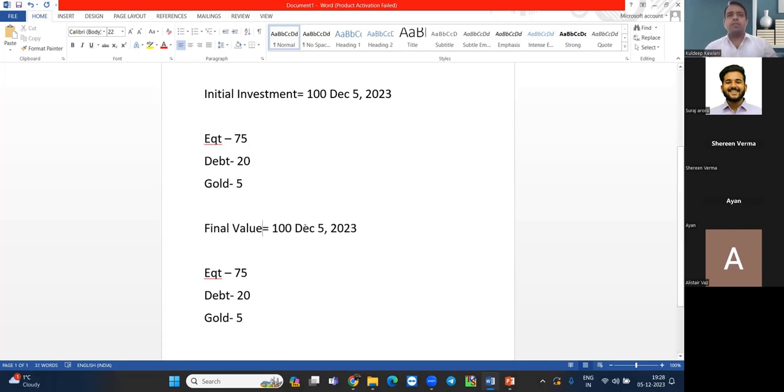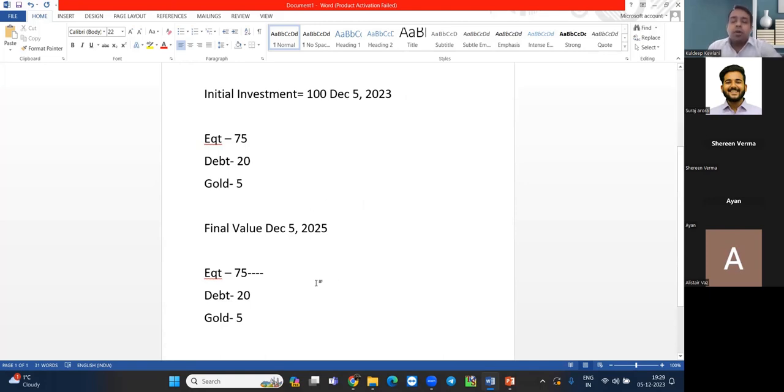Now let's say what is the final value. Let's find out the final value on December 5, 2025. Let's assume that equity has moved up. Now there is one concept called holding period return. Holding period return is that I have held this particular equity from December 5, 2023 to December 5, 2025. That means my holding period is 2 years.